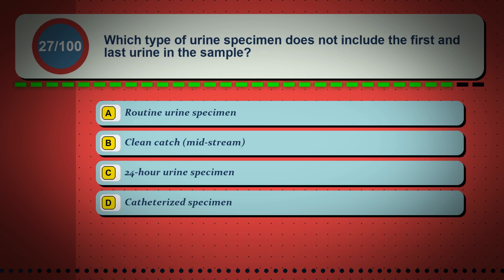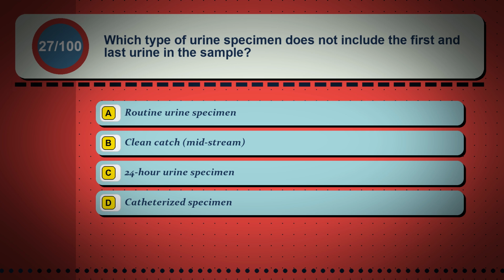Question 27. Which type of urine specimen does not include the first and last urine in the sample? Option A. A routine urine specimen. Option B. Clean catch, midstream. Option C. A 24-hour urine specimen. Option D. Catheterized specimen.